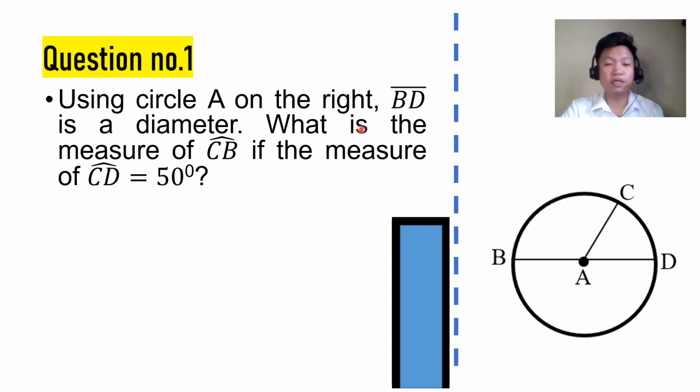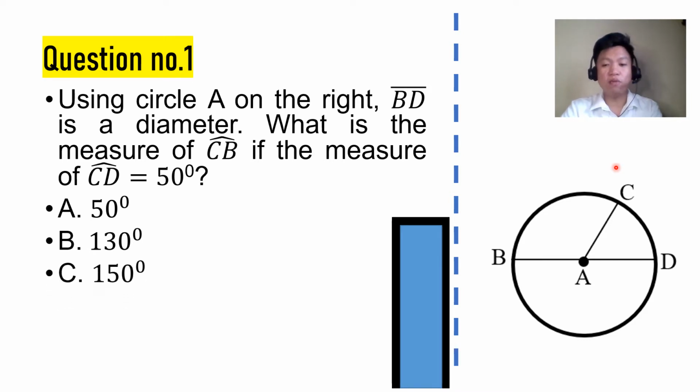Using circle A on the right, ito yan, so our circle A. BD is a diameter. What is the measure of the arc CB if the measure of arc CD is 50 degrees? Is it A, 50 degrees, B, 130 degrees, C, 150 degrees, or D, 180 degrees? Go!